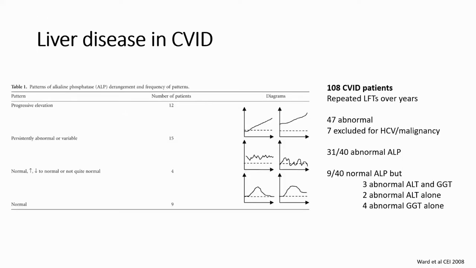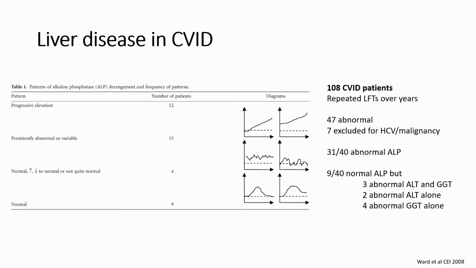And in terms of patterns, so when you're looking at the liver function tests, this data comes from the Oxford group. We published this nearly 15 years ago now, and they showed their patterns of liver test abnormalities. And so the 47 patients who had abnormal liver tests from their cohort, when they excluded those with secondary causes, so things like hepatitis C and malignancies, the commonest abnormality was a persistently abnormal alkaline phosphatase. And even in those who had a normal alk phos, most of those had some other abnormality, whether it be the gamma GT or the ALT was abnormal.